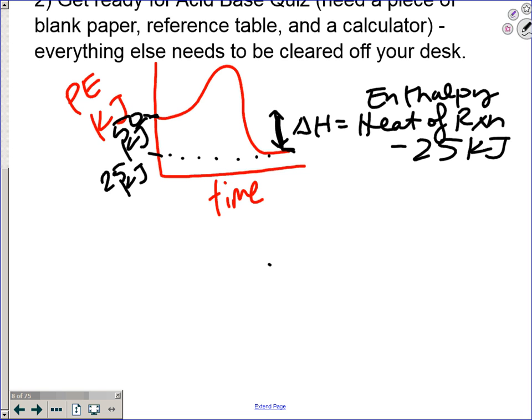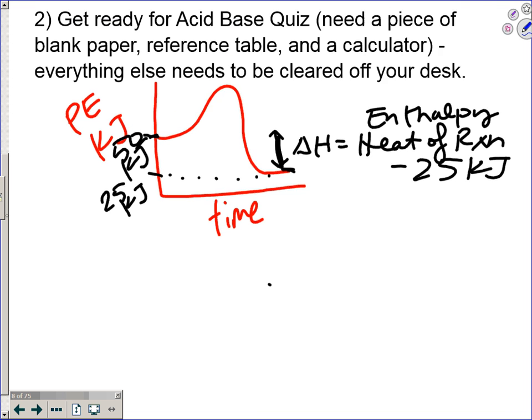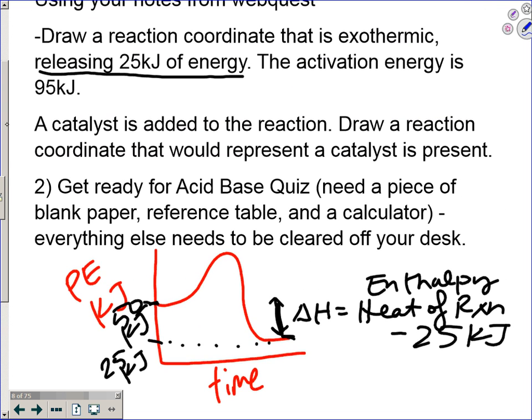Okay, so a reaction can't occur just always by itself. It has to have a set amount of energy that's jump starting it. That we said was what here? 95 kilojoules, right? So the activation energy is 95 kilojoules.